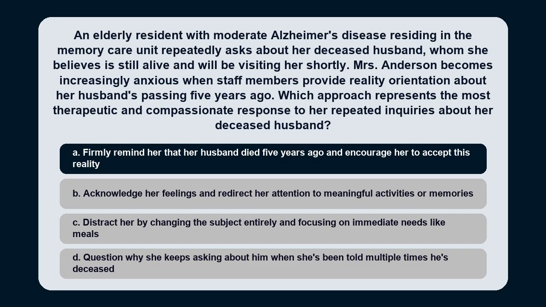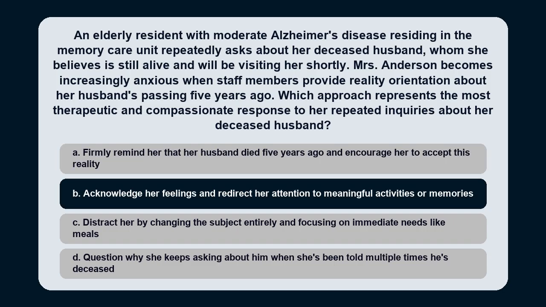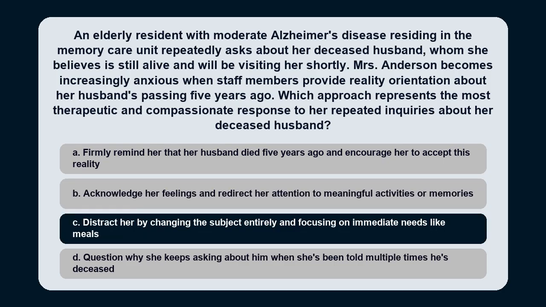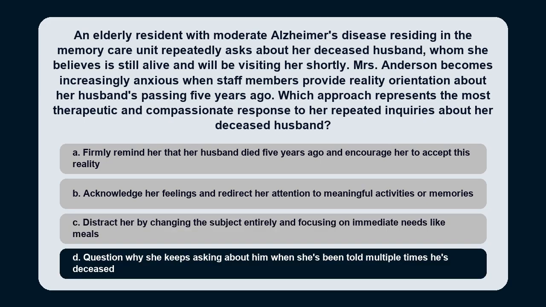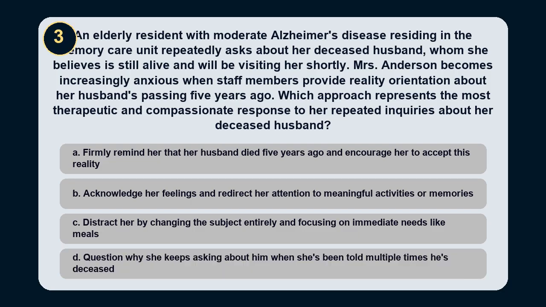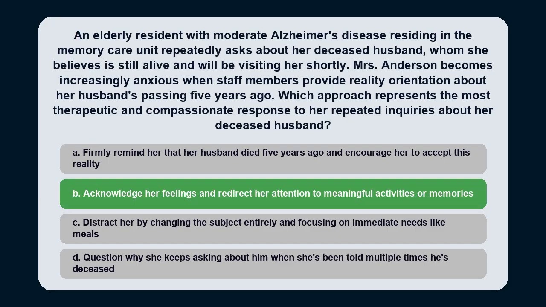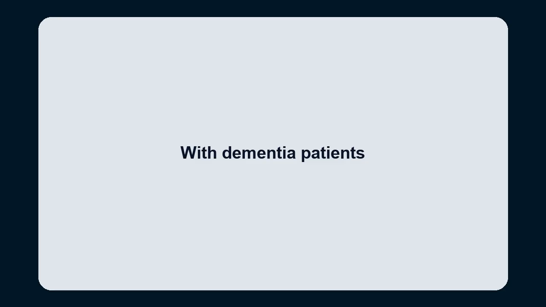Option A. Firmly remind her that her husband died 5 years ago and encourage her to accept this reality. Option B. Acknowledge her feelings and redirect her attention to meaningful activities or memories. Option C. Distract her by changing the subject entirely and focusing on immediate needs like meals. Option D. Question why she keeps asking about him when she's been told multiple times he's deceased. The answer is B. With dementia patients.